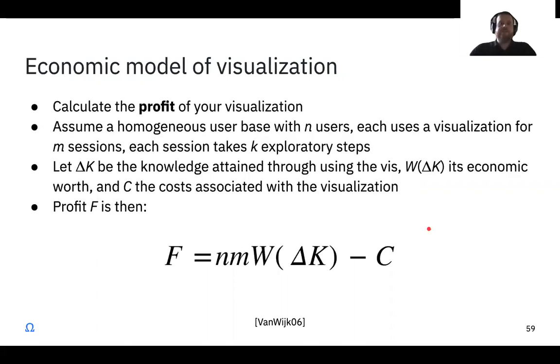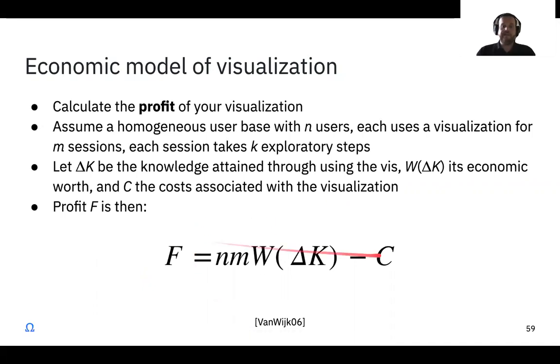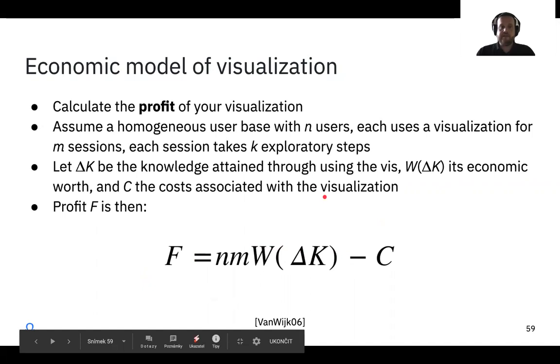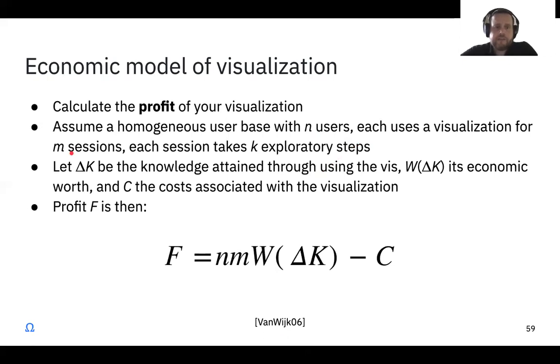But there's a way. So Van Wijk proposes a so-called economic model of visualization. And the idea is that you calculate the profit of your visualization. So basically the profit is denoted F, and these are your benefits, and C are your costs, which we're going to go over in a minute. So this is just to set the letters. So we have n users. Each of the users will use the visualization for m sessions. So we're using the visualization continuously, and each of the sessions will take k exploratory steps.